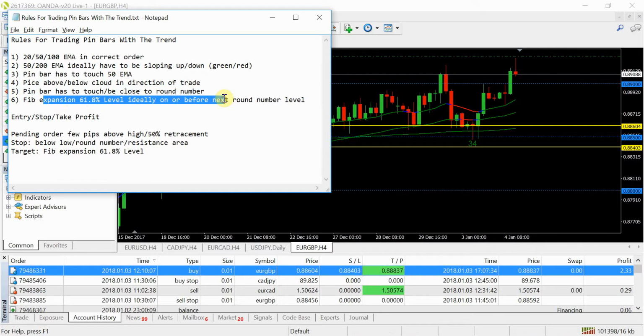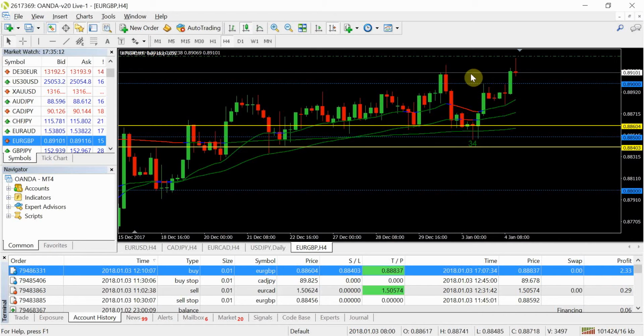And the next bit in terms of profit level targets. So the profit level that I'm going to be using is the fib expansion, the 61.8% level. And ideally, I want my take profit target to be on or before the next round number. So the next round number is here. Price did get to that round number, but what I wanted to do was make sure that the profit target was around here or just below it, around this resistance area over here.